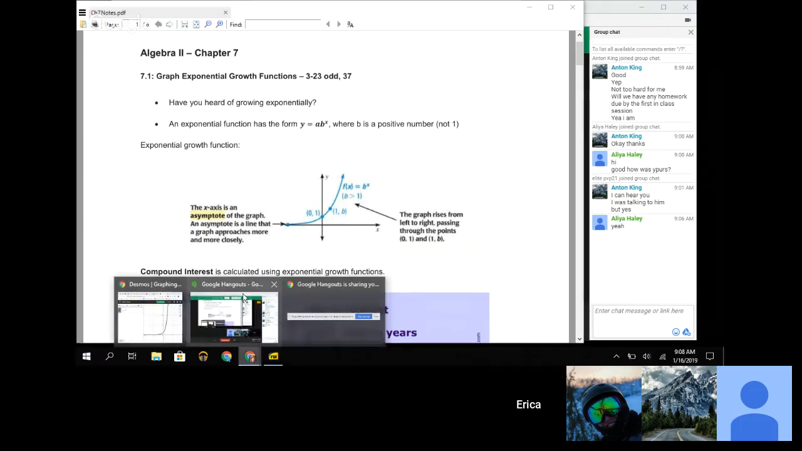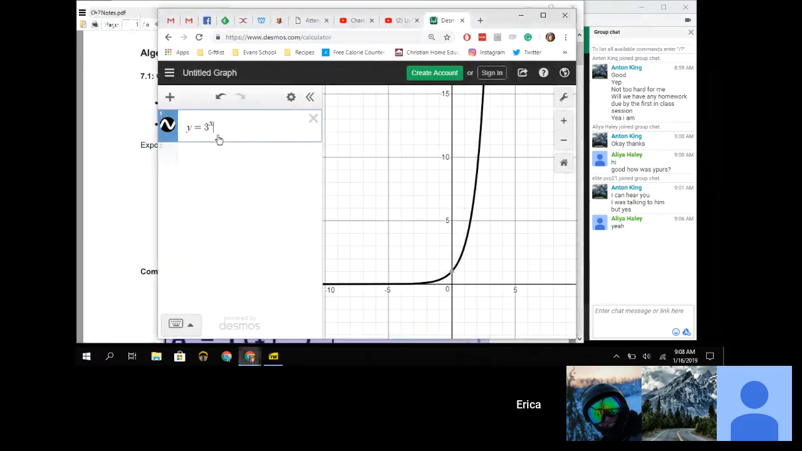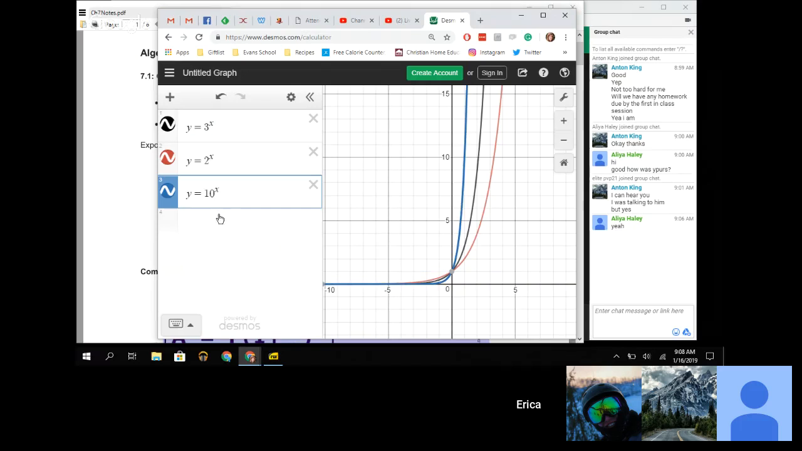Again, if I go back to Desmos, any exponential function, as long as b is greater than 1, for example 2, 10, 100.